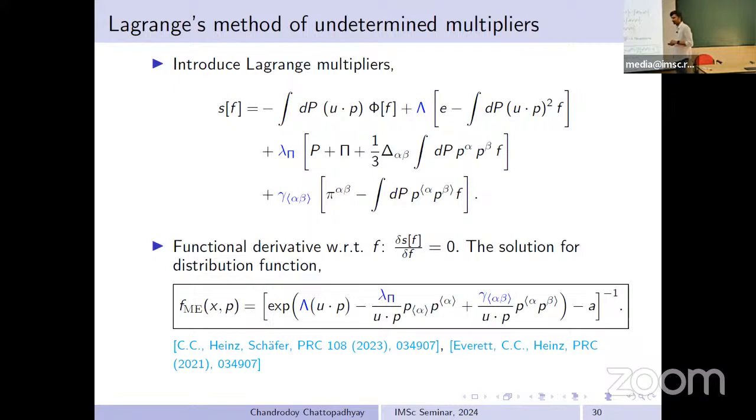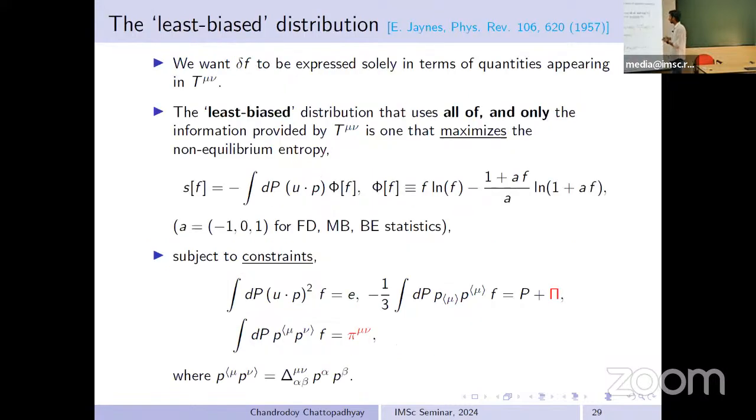There are so many conventional StatMech people who do not really believe in the Maxent. In Maxent, one can always say that whatever information you put in, based on that, you get an answer. But I think for this problem, because the only information we are working with is T mu nu, probably it's a reasonable principle to follow.